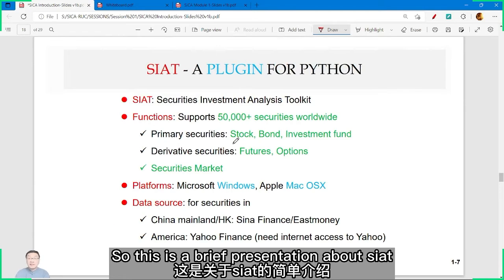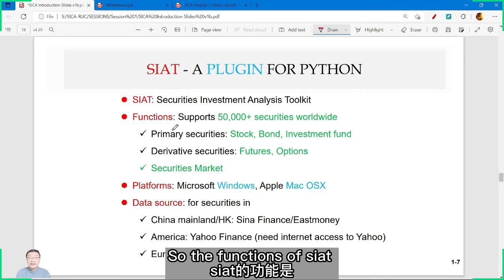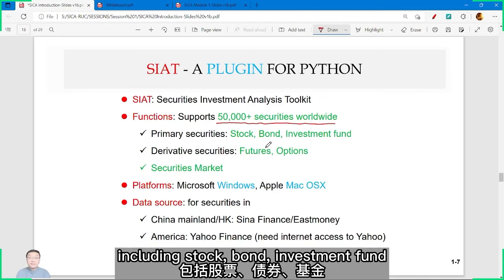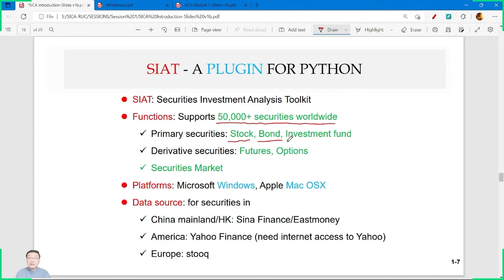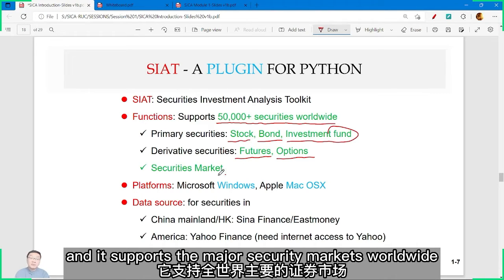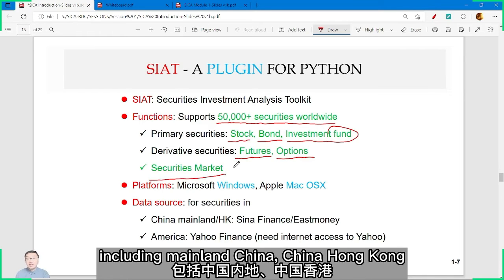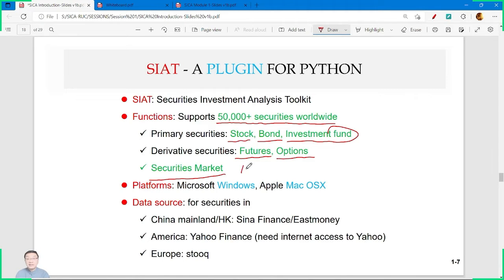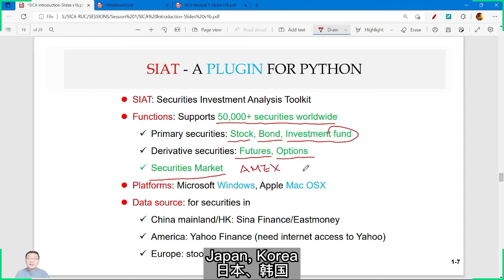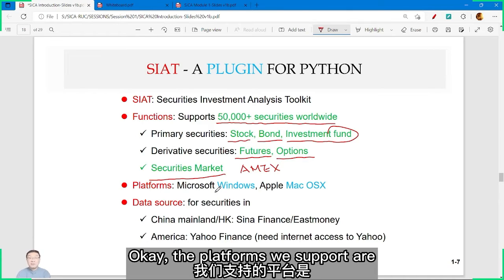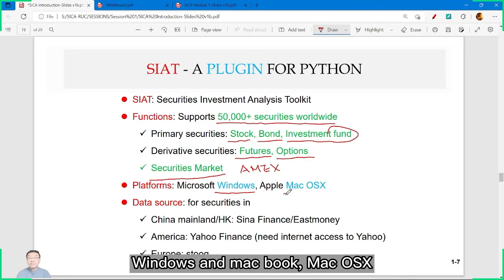So this is a brief introduction about CN. The function of CN is to do security investment analysis. It supports more than 50,000 security products worldwide, including stock, bond, investment fund, futures, and options. And it supports the major security markets worldwide, including mainland China, Hong Kong, New York Stock Exchange, NASDAQ, AMEX, Japan, Korea, India, and most of the European countries. The platforms we support are Windows and Mac OS X.